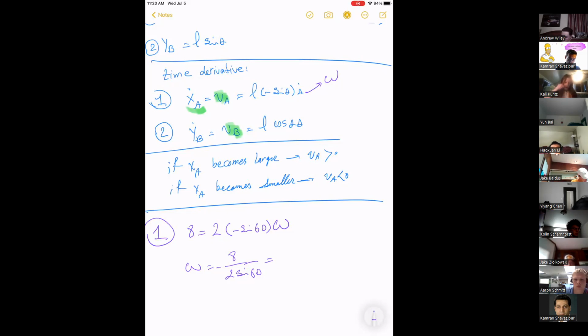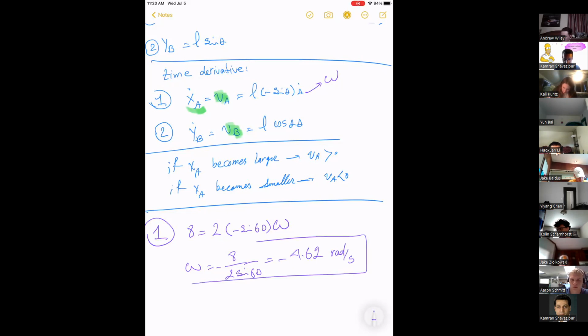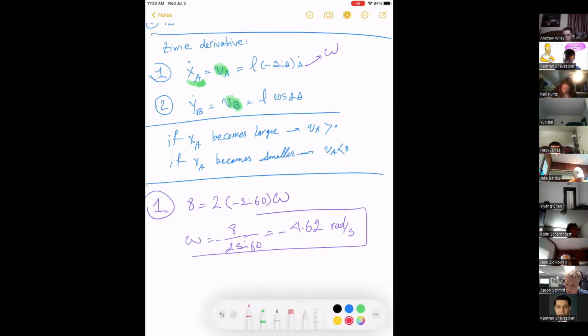I got negative 4.62. The unit, is it radians per second? Yes, because it's angular velocity, right? And then we're going to go to equation 2.